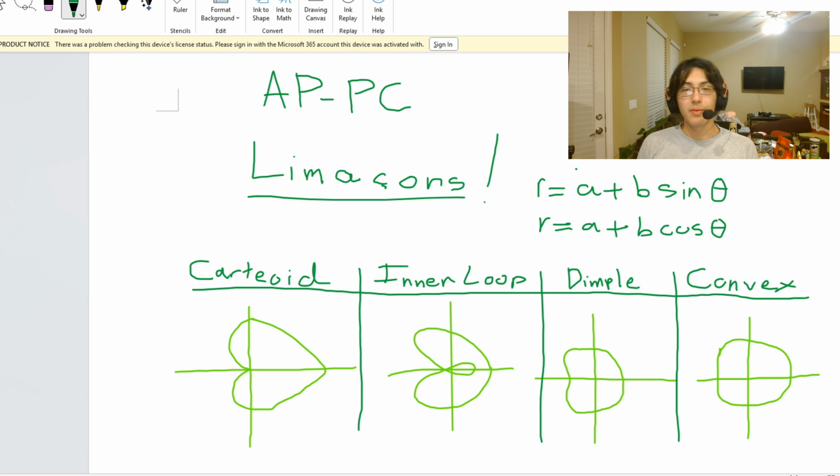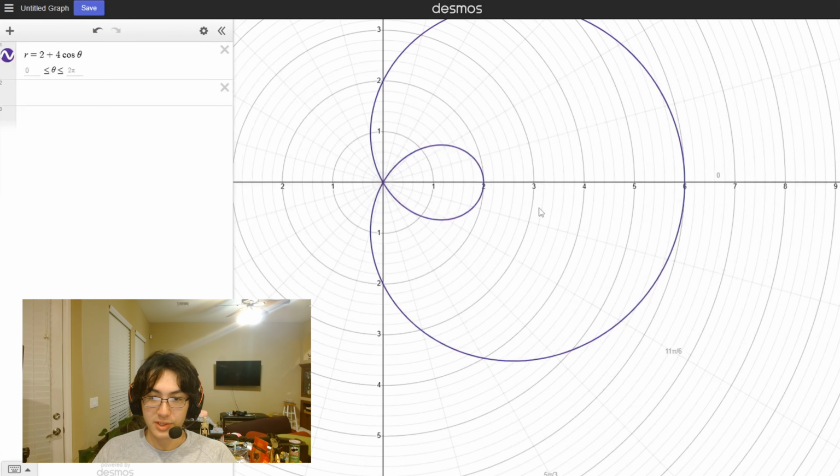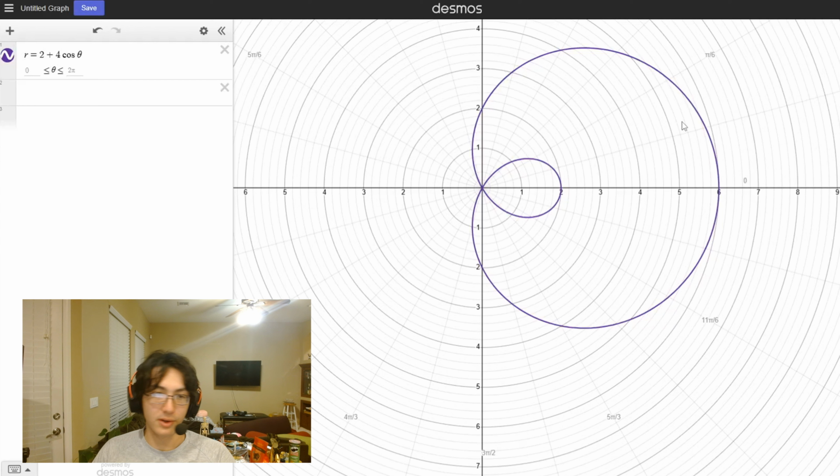The next graph we'll be looking at is the inner loop limacon. Here we have our inner loop limacon. It's a bit different from the cardioid. Instead of converging at 0, it actually makes a small loop inside the little circle-like figure here. Let's take a look at the a and b values. First of all, our constant is smaller than our coefficient. So if a is less than b, then it is an inner loop graph.